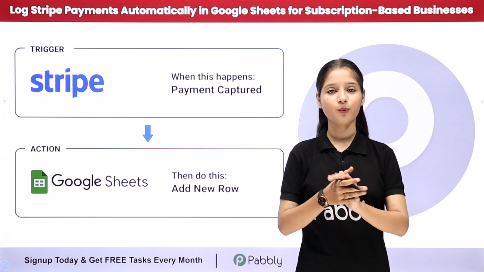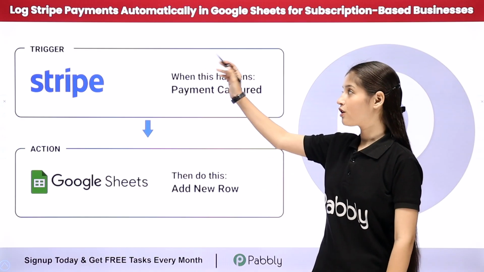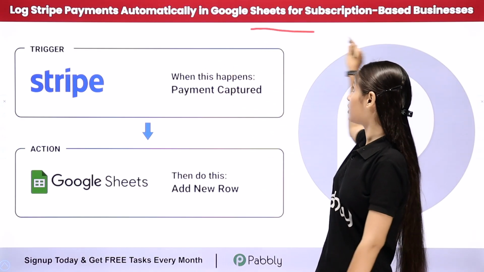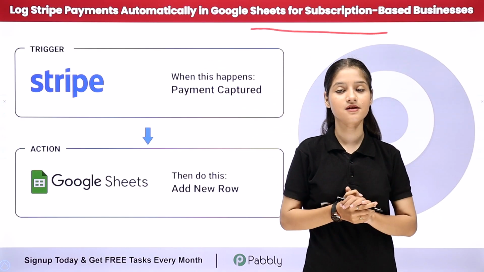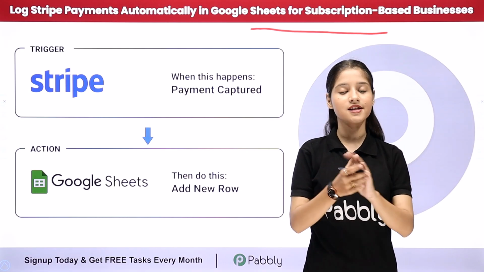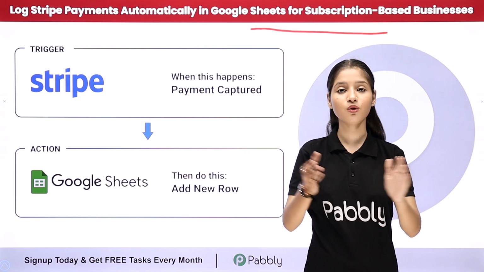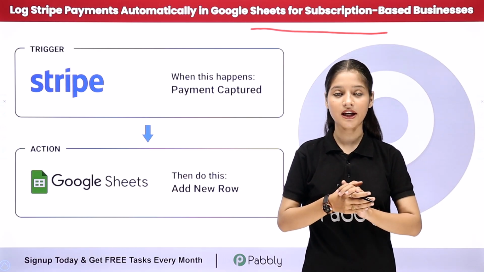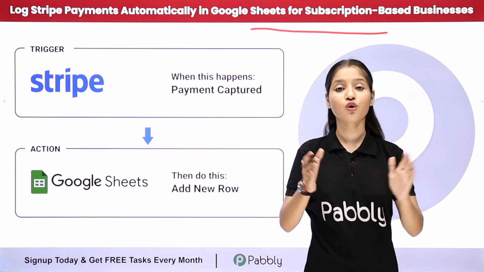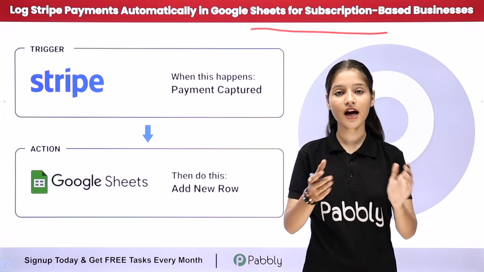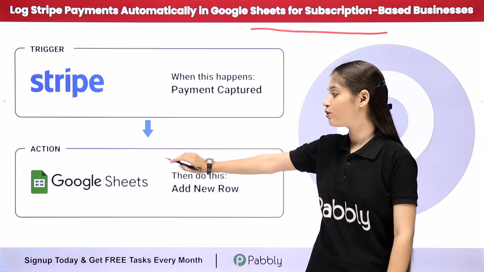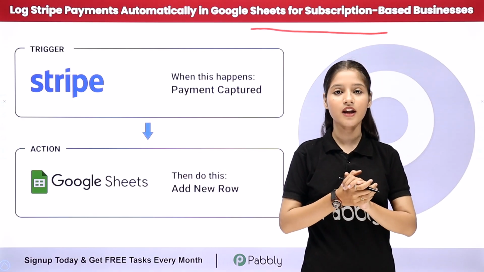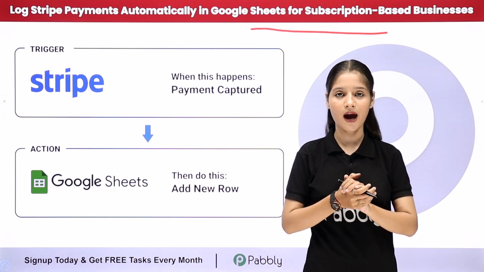In this video, we are going to learn how to log Stripe payments automatically in Google Sheets for a subscription-based business. For example, you are running a subscription-based business where you get many transactions from your users and you want to store their payment details in your Google Sheet. So to automate this entire process, I am going to connect my Stripe to my Google Sheet. It is only possible with the help of an automation software named Pabbly Connect.